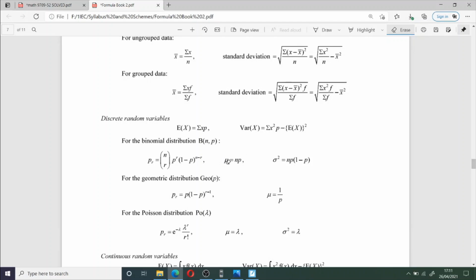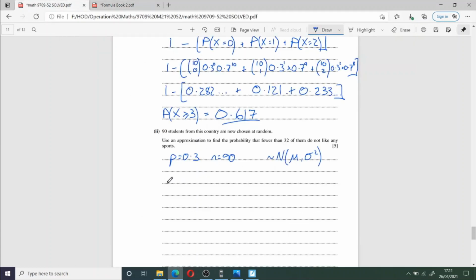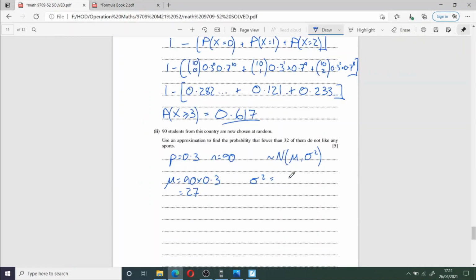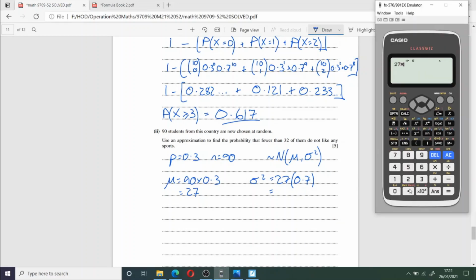So to do that, we're going to look at our formula book, and our formula book tells us for the binomial distribution, mu is equal to n times p. So 90 times 0.3, which is 27. That's basically telling us that if we have 90 people, we would expect 27 of them not to like sport. Now let's work out our variance. Sigma squared is equal to np times 1 minus p. We just worked out np, it's 27. 1 minus p is 0.7. So 27 times 0.7 is 18.9.